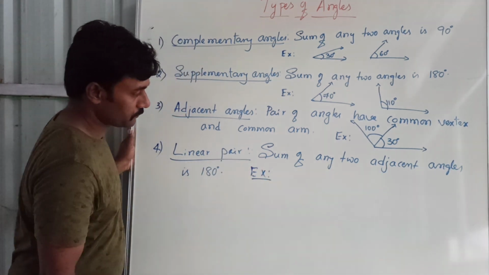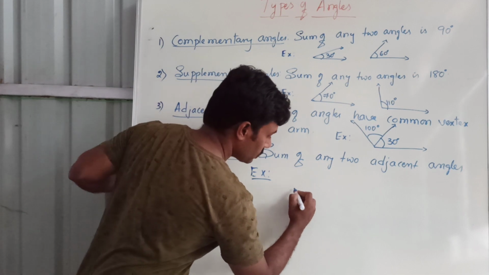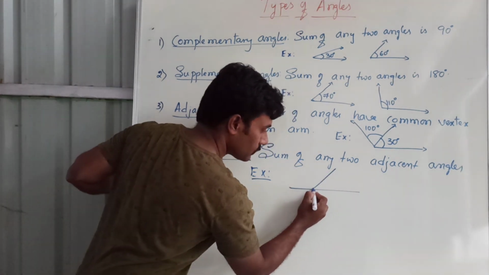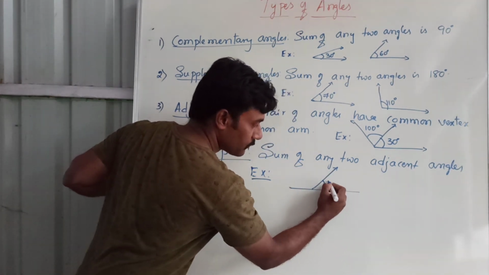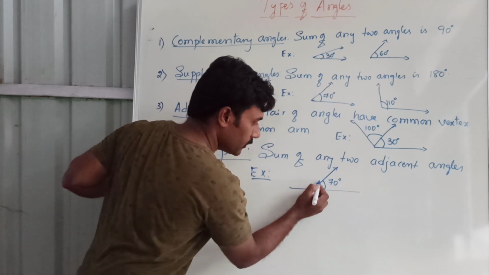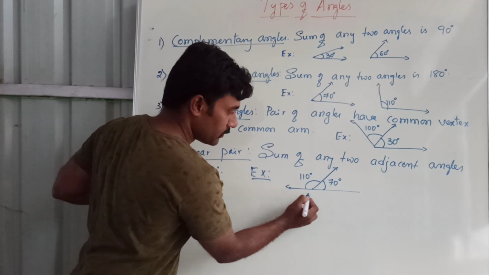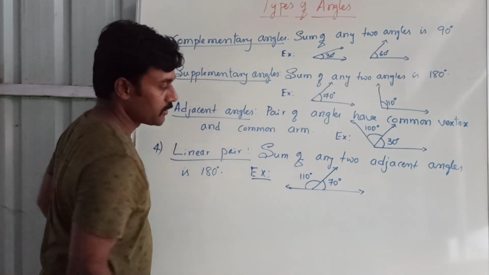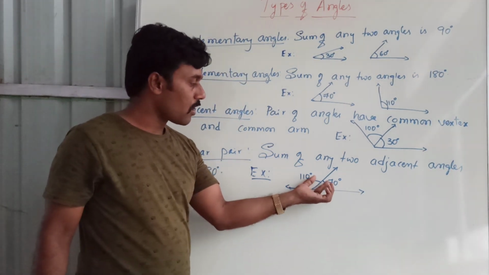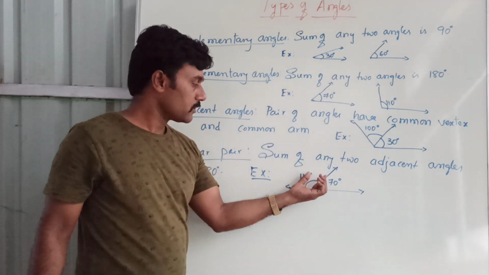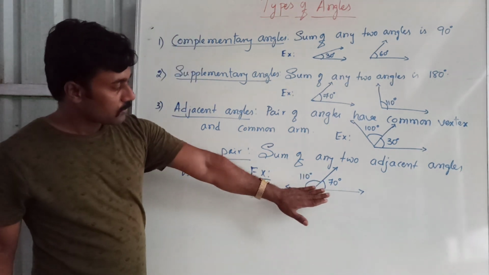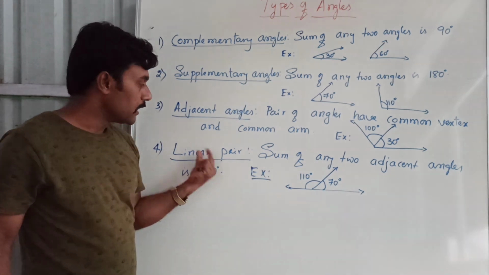Example, one of the angle is 70 degree, then another angle is 110 degree. Then these two are adjacent angles and their sum is exactly 180 degree. Therefore, this is the example for linear pair.